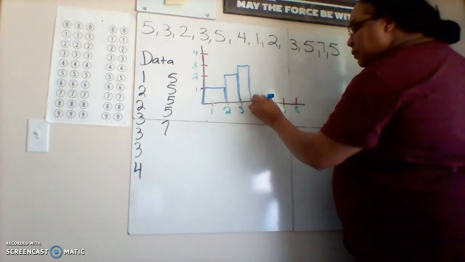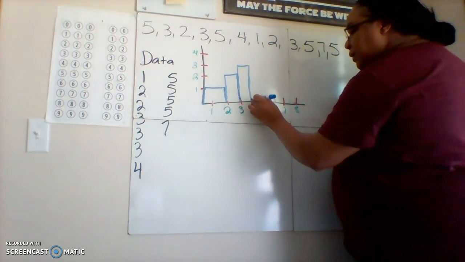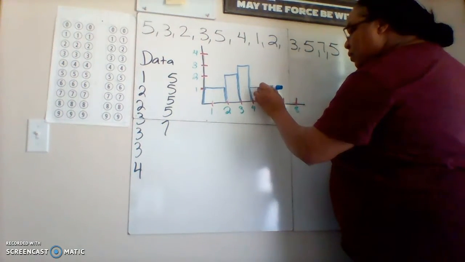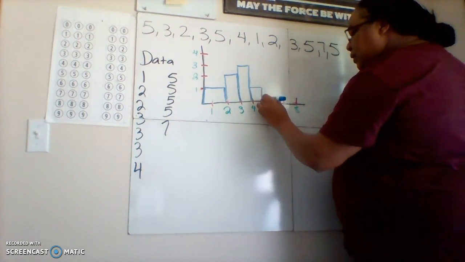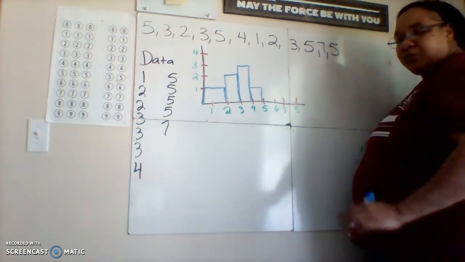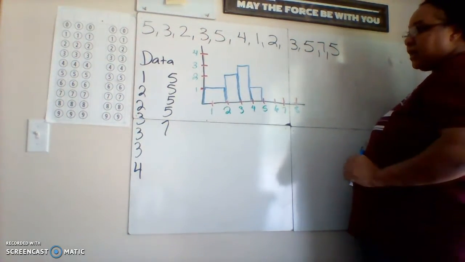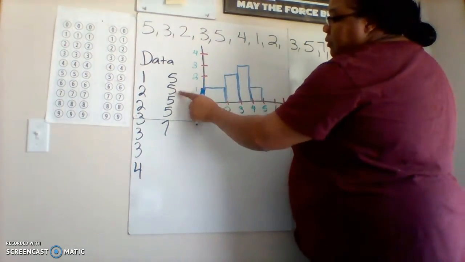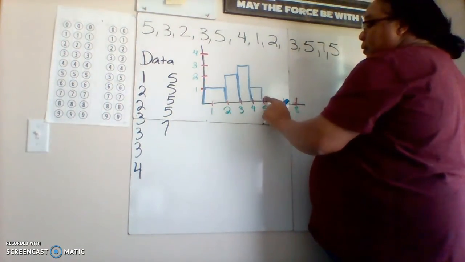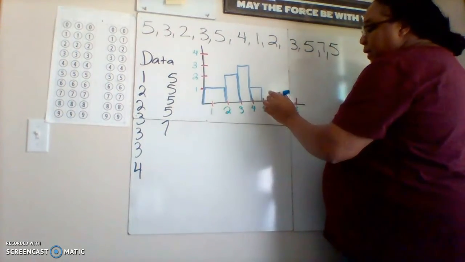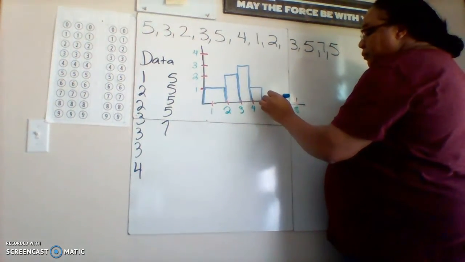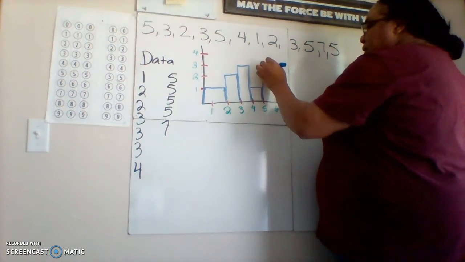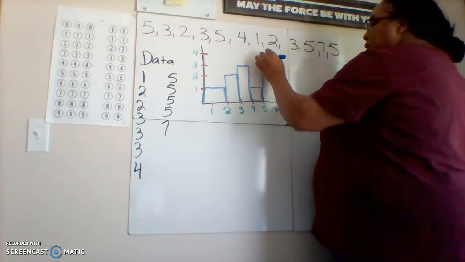So I'm going to 4. I'm going to start right here at the bottom, and then I'm going to go up to 1, go over, and boom. I see 4 one time. My next one is 5. How often do I see 5? 1, 2, 3, 4 times. So that means I'm going to go up 1, 2, 3, 4. Ready? Let's go. 1, 2, 3, and 4. Better.